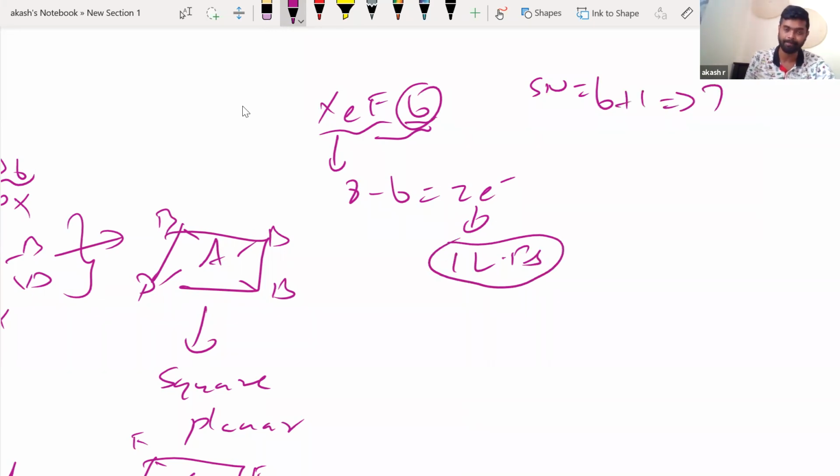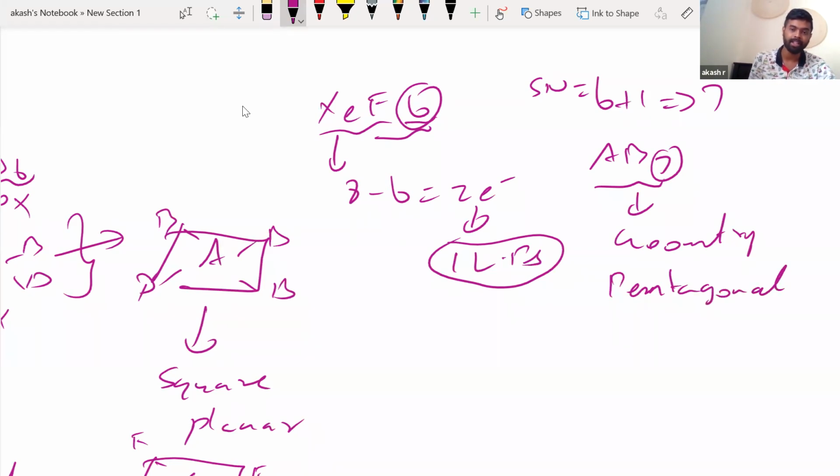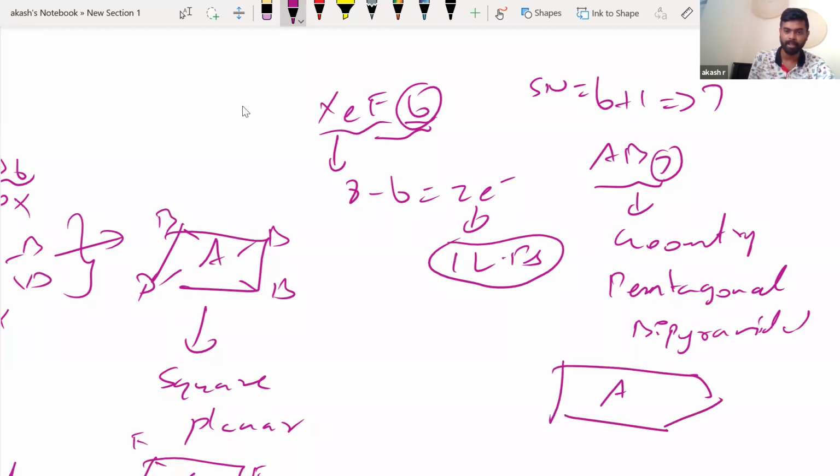So totally 7. Now if you have AB7, that is when you have 7 bonding atoms, the geometry will be pentagonal bipyramidal. Pentagonal bipyramidal will be like this. A, now draw a pentagon, and you put 2 pyramids, one at the top, one at the bottom. All the corners you are going to have B. Something like this, a pentagon with 2 pyramids.